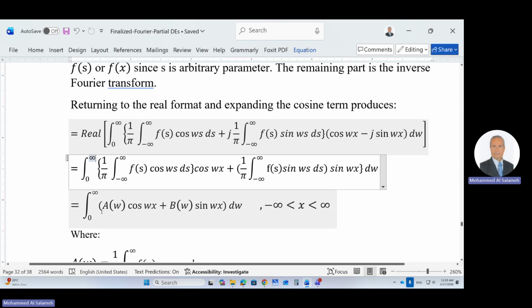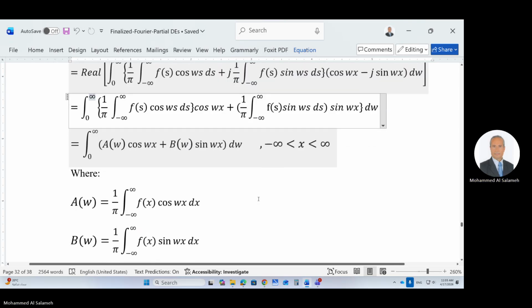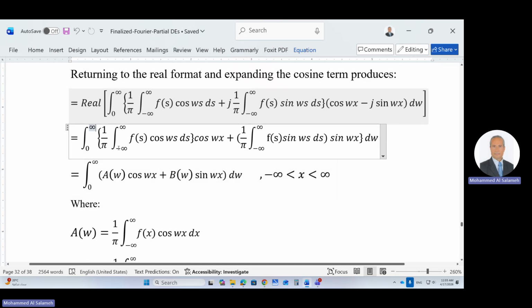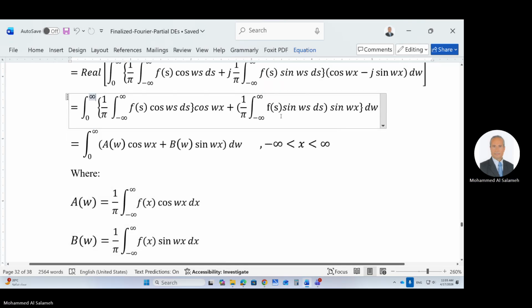This is cosine omega x, and this integral, all of this integration with d omega, of course, we call it a as a function of omega. And this integral we call it b as a function of omega, times the sine. So a of omega is 1 over pi, integration from minus to plus infinity, f of x, or s, no problem, x cosine omega x dx. And b here, integration from minus to plus infinity and 1 over pi, of course, f of x times sine omega x dx, or s, it is okay.